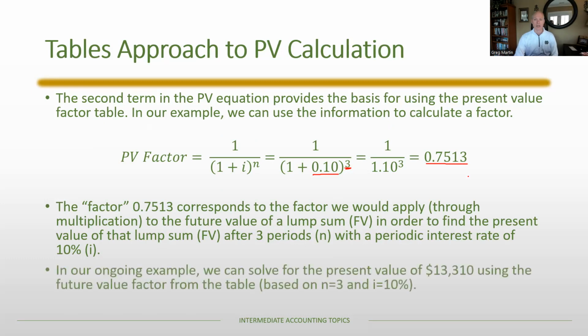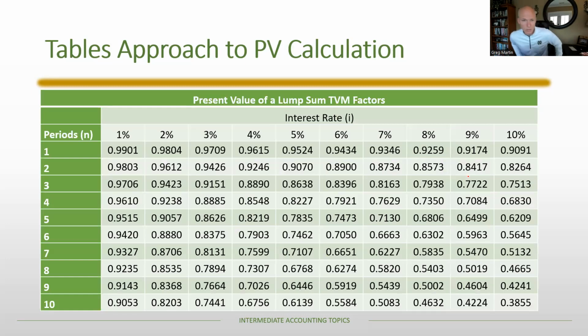And so again, in our ongoing example, we have this basis of 13,310, and we're trying to figure out, how do I use the table in order to solve for the present value given a 10% interest rate and 3 periods? And so this is a second table. It is not the same table as the one you saw. I mean, it's the same interest rates and it's the same number of periods, but all the factors are different because these are present value factors instead of future value factors. And you hopefully saw that the future value factor was 1 plus I to the nth, whereas the present value factor is 1 over that term. And so it is a little bit different.